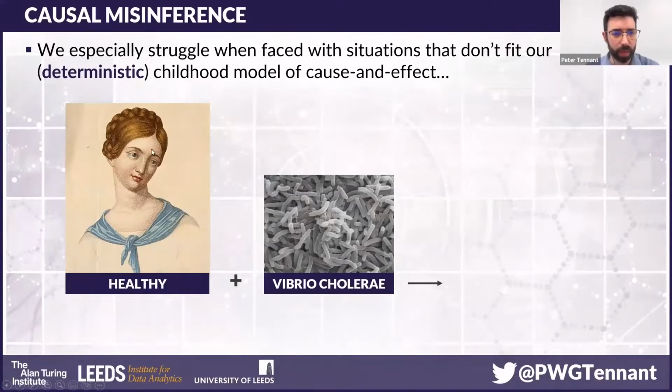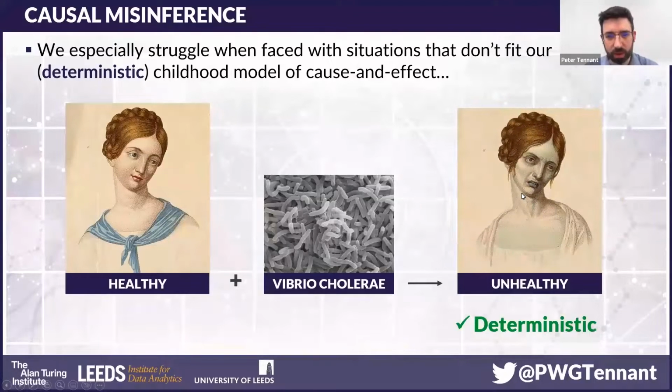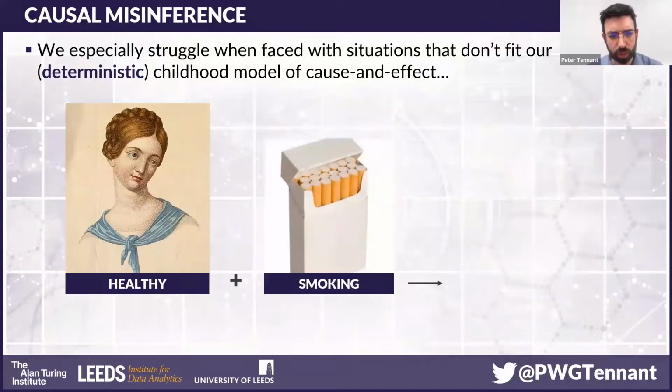So here's a healthy individual. If they were to contract Vibrio cholerae, then for a deterministic process, we can be pretty confident that they would end up being unhealthy. And so our brain is quite confident with the idea of understanding, okay, this bug, Vibrio cholerae, is the thing that caused this disease, cholera. The problem is it struggles as soon as that relationship is not universal, is not deterministic.